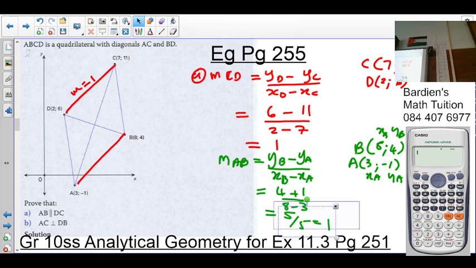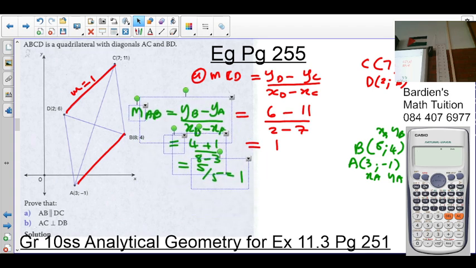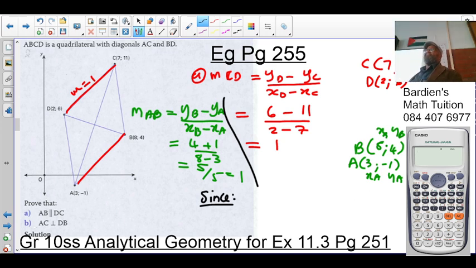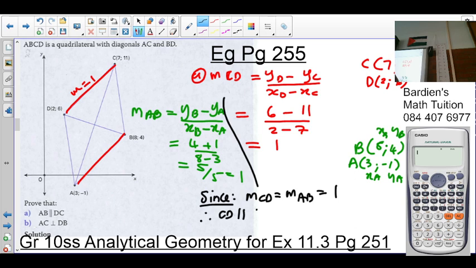Hang on, what do you see? Yeah, equal. So I'm going to pull this to the side for a little while. So we say, since. It reminds us of geometry. If they ask you to prove or show that, we always end off like this. So what do you think you're going to write? Since the gradient of CD is equal to the gradient of AB, which is equal to 1, therefore CD is parallel to AB.